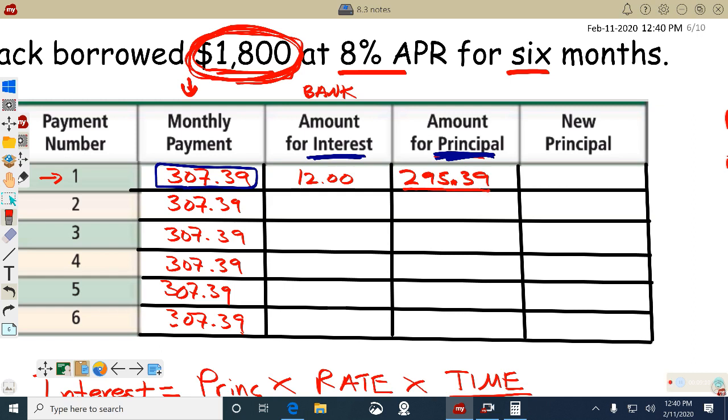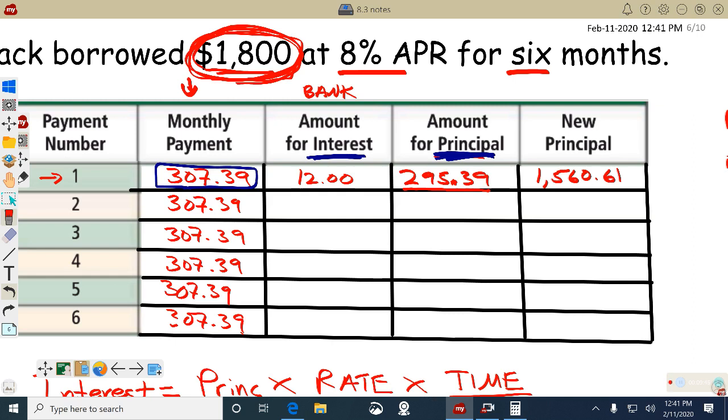What's his new principal? Okay, I'll do that for us. $1,560.61. One more time. $1,560.61. You subtracted $295.39 from $1,800, right? Look at his new balance now. He now owes $1,560.61. He owes the bank that much. So you subtracted the amount for principal from the original principal. Exactly. So this is how much his first payment went towards the principal.